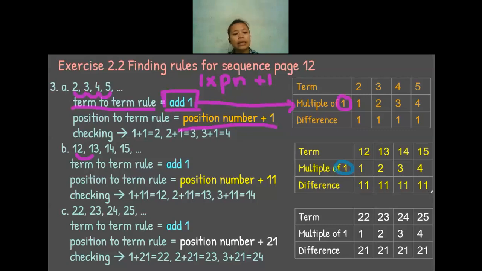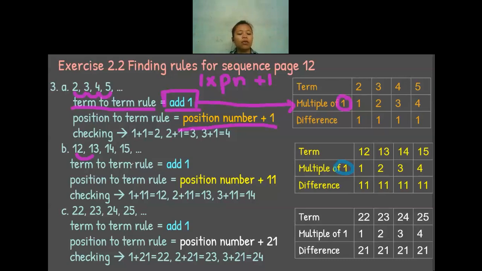So in here, the position to term rule will be position number plus 11. I do not write it as 1 times position number, because position number times 1 will be equal to position number. But if you write it as 1 times position number, that is also correct. Is there anyone who is confused before I move to question 3C? Is there anyone? No, okay.